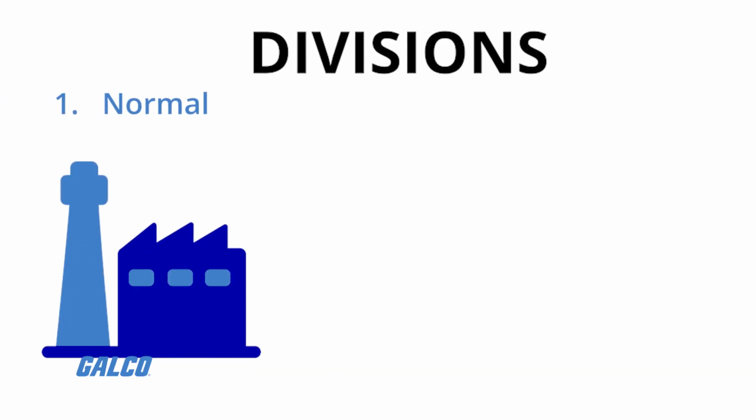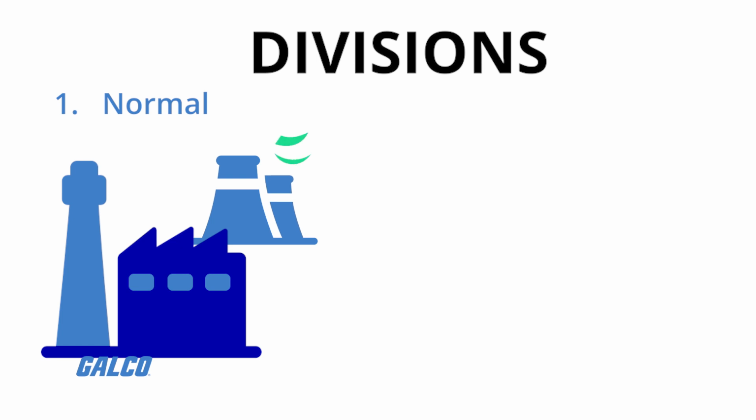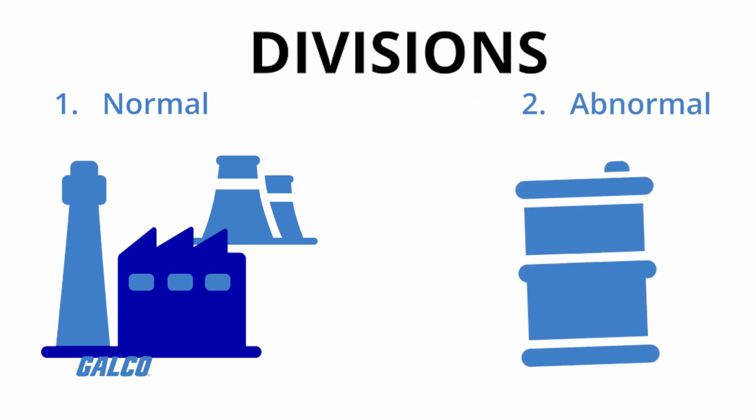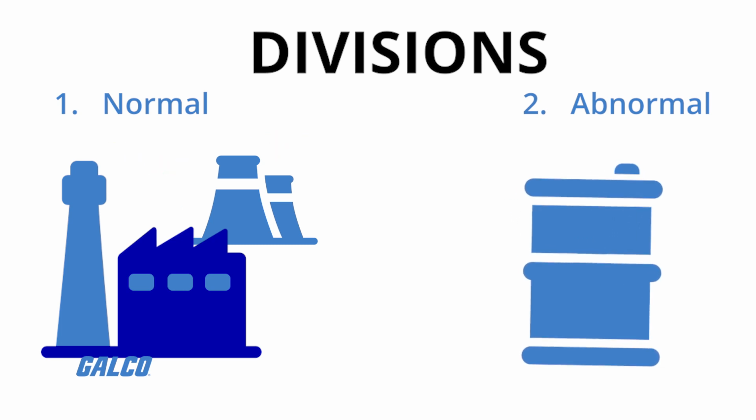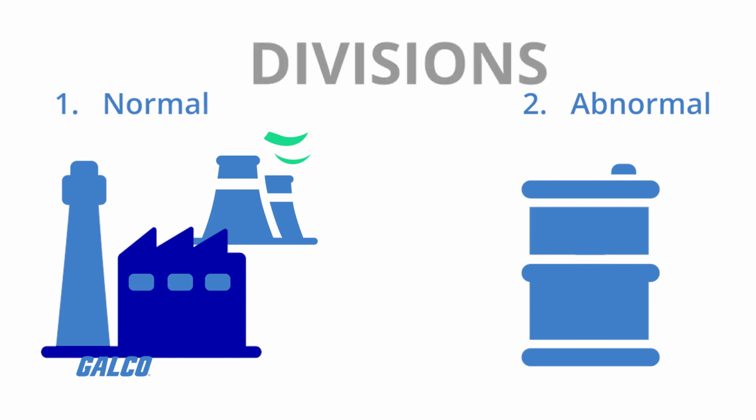The division defines the situation. Division 1, normal, means hazards are expected to be present during everyday operation. And Division 2, abnormal, means that hazards are contained and will only be encountered due to accident or fault. And finally, the group describes the hazard characteristics.